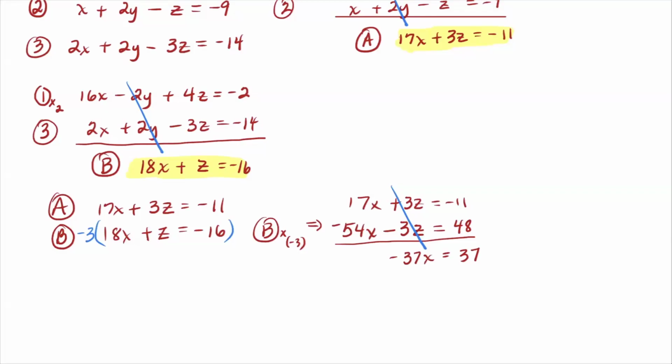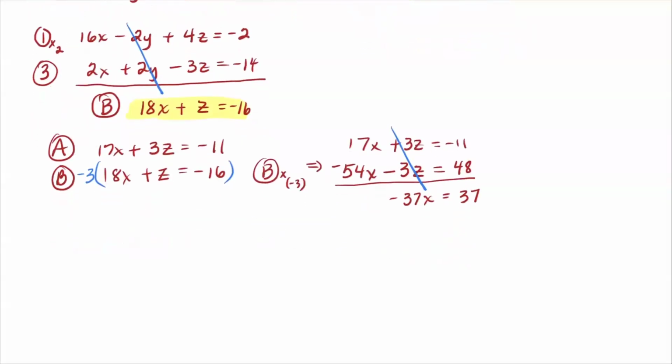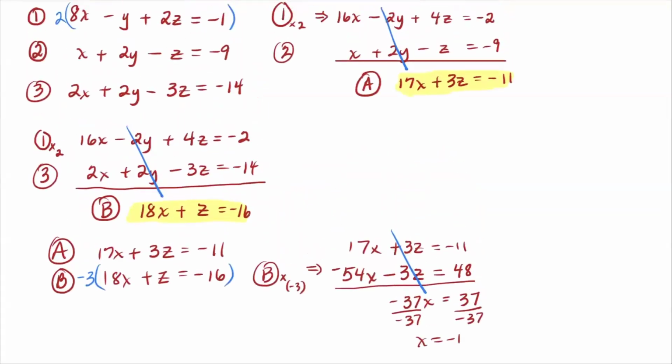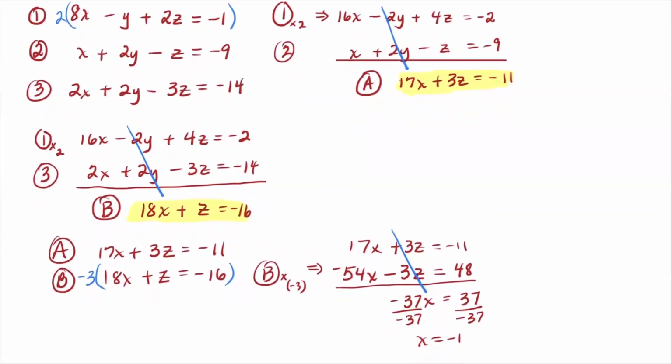Negative 11 plus 48, positive 37. So then if I divide by negative 37, we get x equals negative 1. So what we're looking for with 3 variables and 3 equations is something called an ordered triple. Not the ordered pair, but an ordered triple, which will be inside parentheses, 3 numbers separated by commas. So we're looking for an x, y, and a z value.